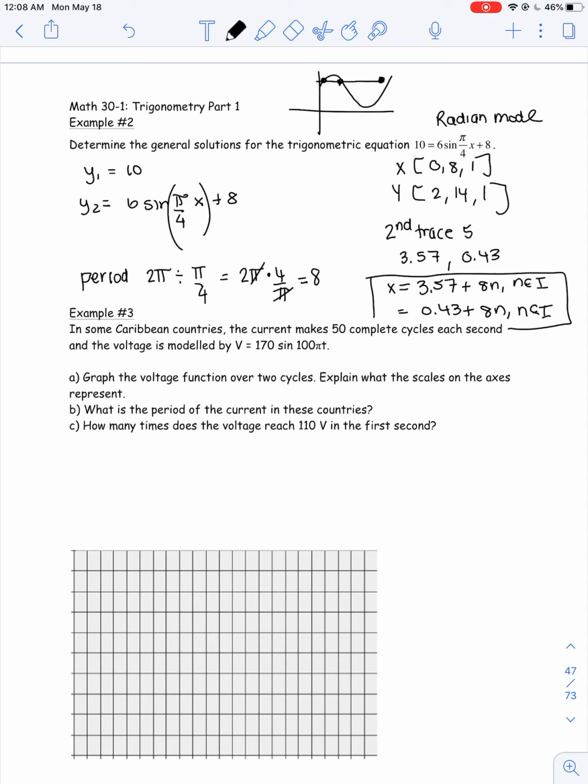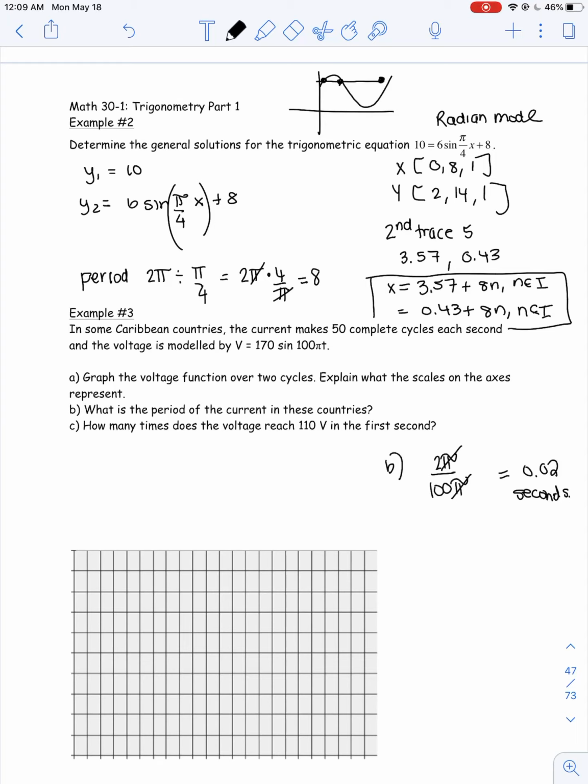So it would be helpful to find your amplitude and your period, because that helps you draw it properly. So let's do B first. The period is always equal to 2 pi divided by the value in front of t. So 2 pi divided by 100 pi is what I'm trying to simplify. The pi's will cancel, and 2 divided by 100 is equal to 0.02, and that's going to be in seconds.